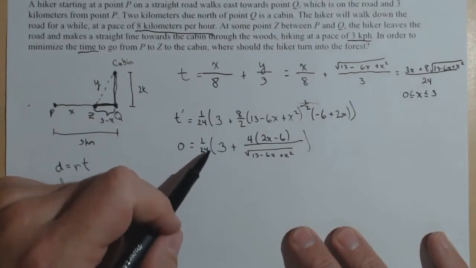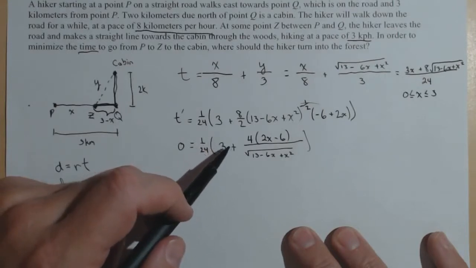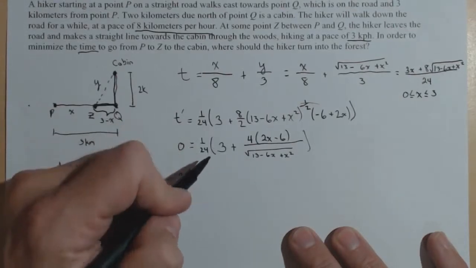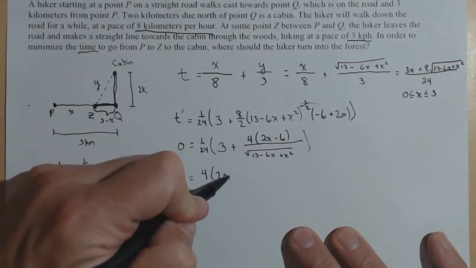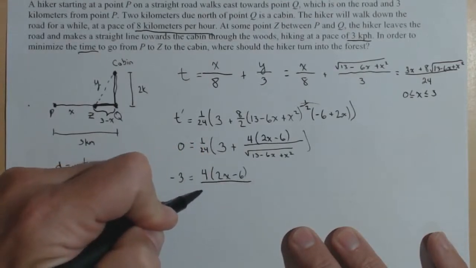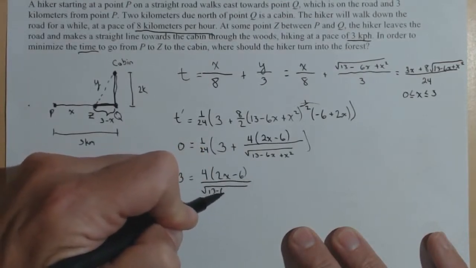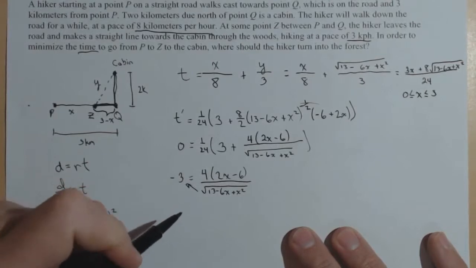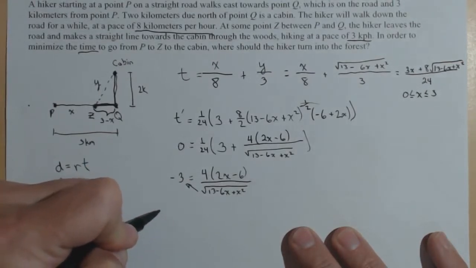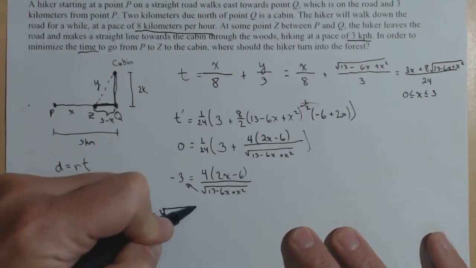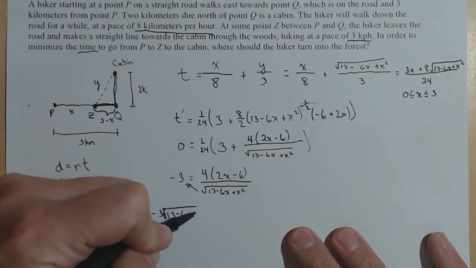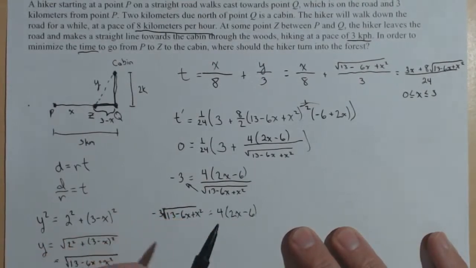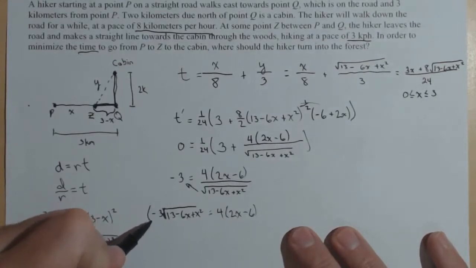Now the 1/24th isn't going to make a difference with the 0. So first thing I can do is move the 3 across, so minus 3 equals our fraction here, 4 times 2x minus 6 over the square root of 13 minus 6x plus x squared. And next, I'll cross multiply that radical. So I have minus 3 times the square root of 13 minus 6x plus x squared equals 4 times 2x minus 6. And if you want to distribute that 4, that's fine. It's not going to change our final answer.